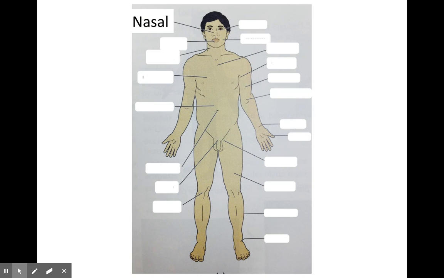Front form: nasal, in relation to the nose area. Oral, in relation to the mouth. Cervical is neck. Thoracic is chest. Abdominal is stomach area. Umbilical is in between the abdominal cavity or the abdominal region. Pubic. Patellar is the knee.